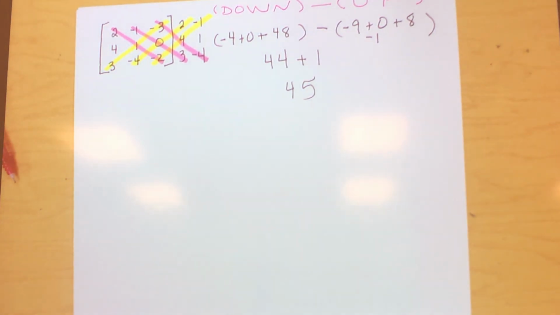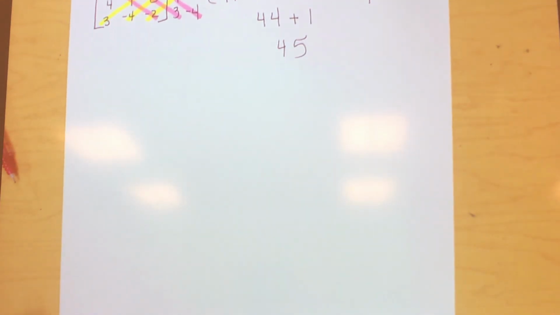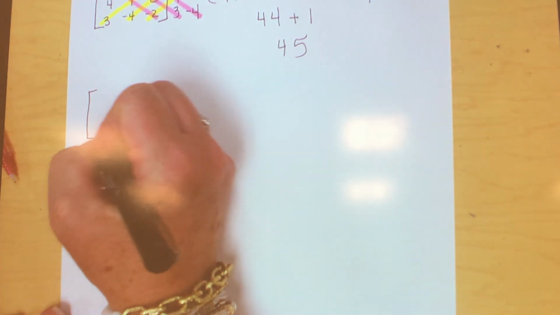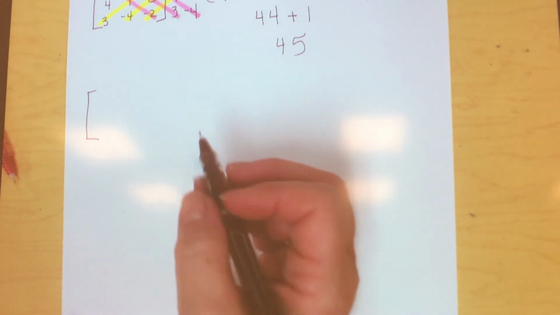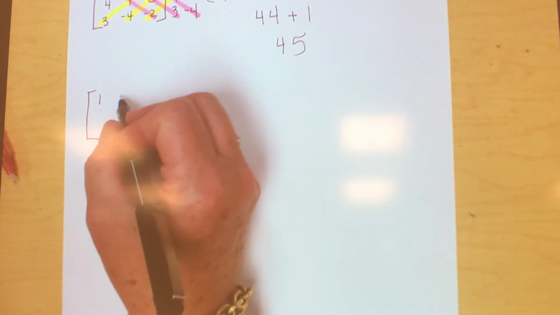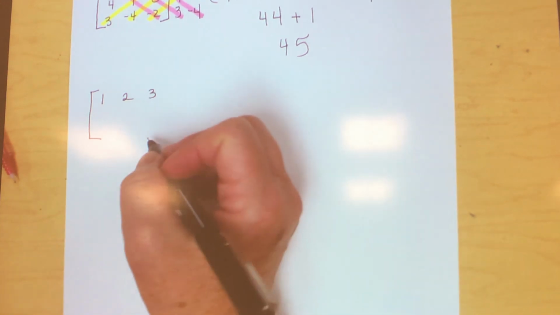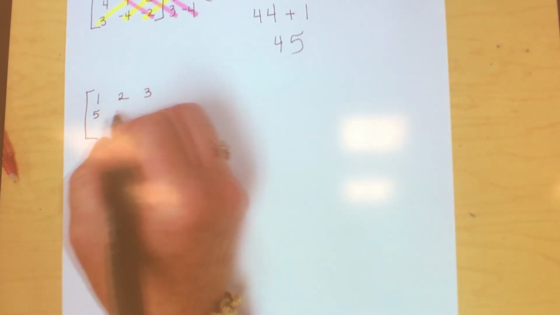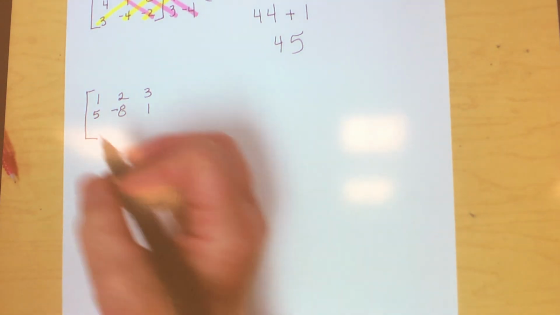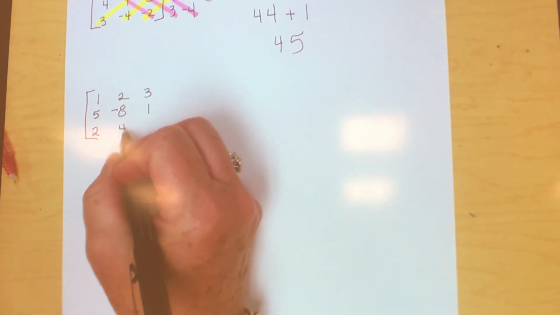Okay? Do you want me to let you try one? Just to make sure, and then I'll let you have the rest of the time to work on your worksheet, okay? So, here's the one that you're going to try. My first row, are you ready? 1, 2, 3. My second row, 5, negative 8, 1. And my last row, 2, 4, and 3.